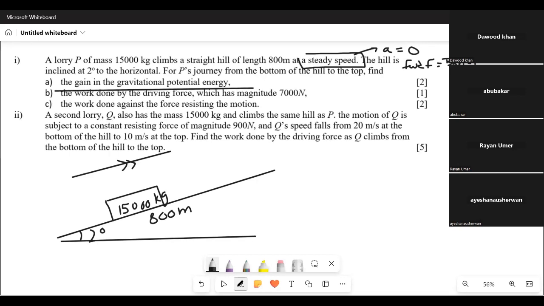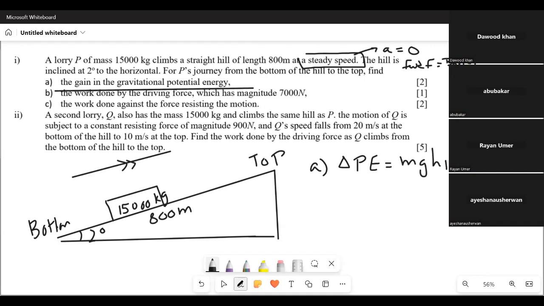So we have to find how much is the gain in potential energy from the bottom to the top. Okay. Let's say this is the top and this is the bottom. Then what's going to be the change in potential energy or the gain in potential energy? We have to use mgh1 minus mgh2. Now height 1 should be the bigger height, so this would be height 1.